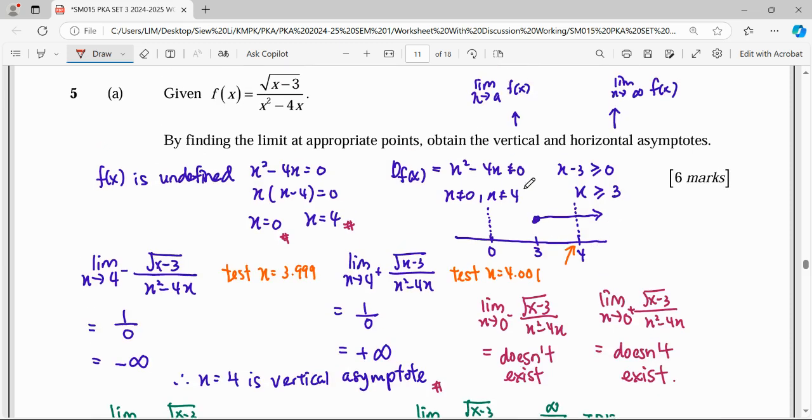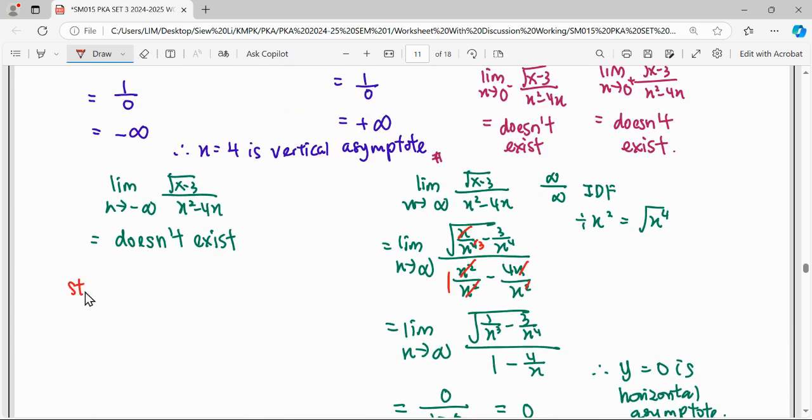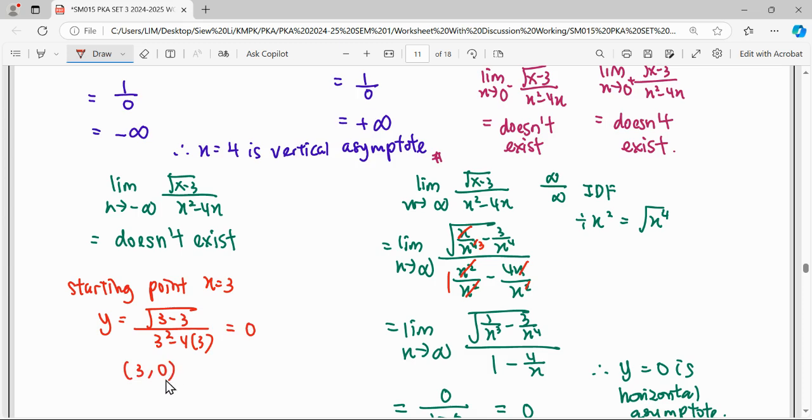So maksudnya kita punya graf adalah start daripada nilai 3 ke kanan. So what is your starting point? Start daripada 3, betul? So kita nak tahu lah starting point dia kat mana. What's your starting point when x equals to 3? Apa koordinat y dia? Apa starting point dia? Kosong, betul? Betul, betul. So 3, 0 adalah starting point kita nak lukis graf.